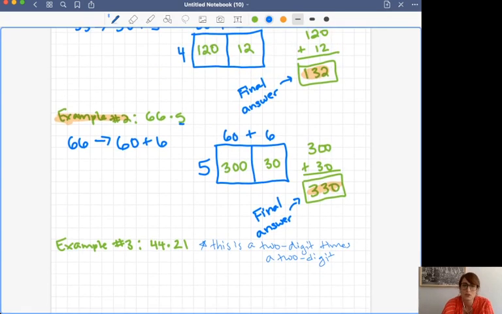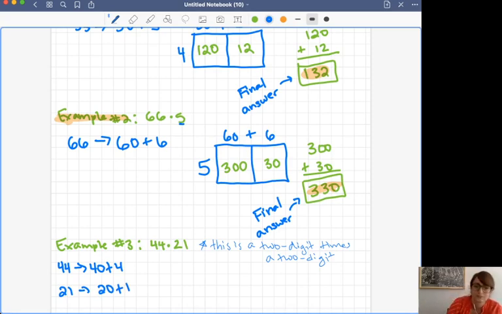So for this one, I'm actually going to chop up both of those numbers. So I'm going to take the number 44 and I'm going to split it up into 40 plus 4. And I'm also going to take the number 21 and I'm going to split it up into 20 plus 1. Then I'm going to draw my rectangle, and watch how this rectangle is different from the other ones we did.